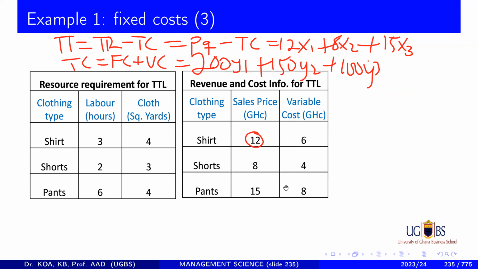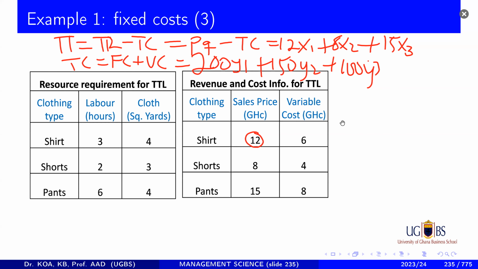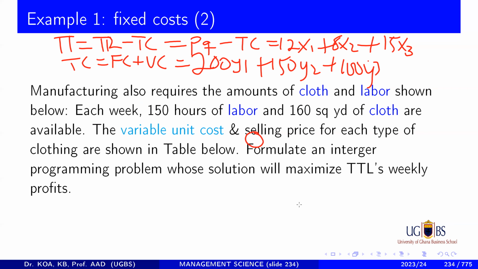This column, the 12, 8, and 15. We've taken care of that. But now we need to go to the variable cost. These are the variable costs, 6, 4, 8. So let's go to the variable cost, because what we've done is we've taken care of the fixed cost. Now we need to take care of the variable cost.